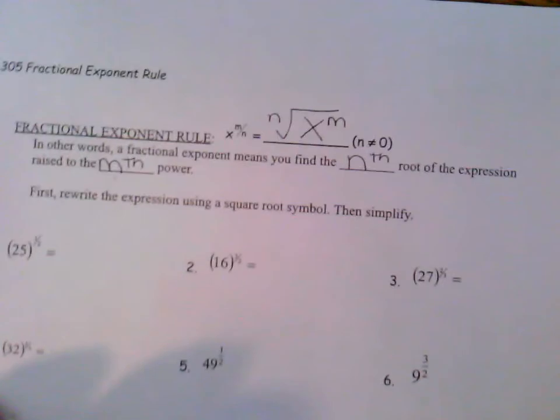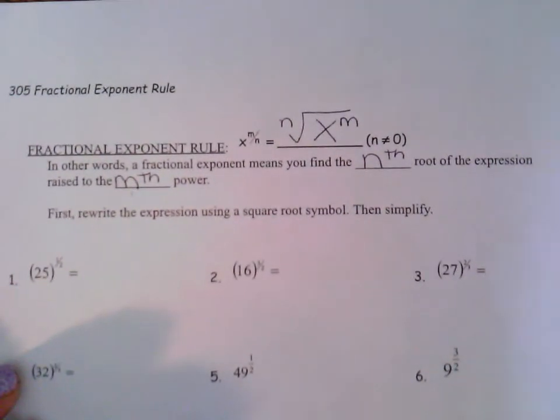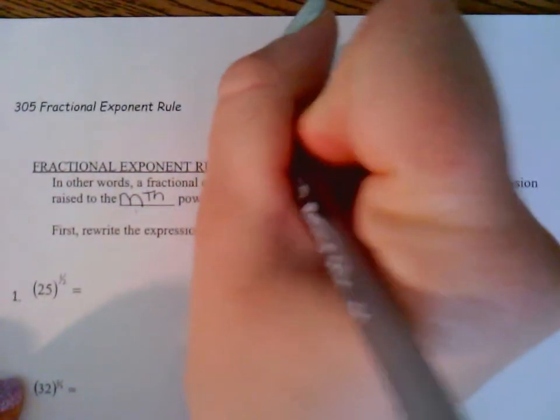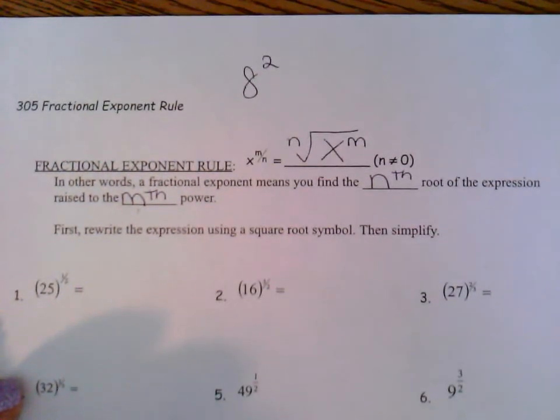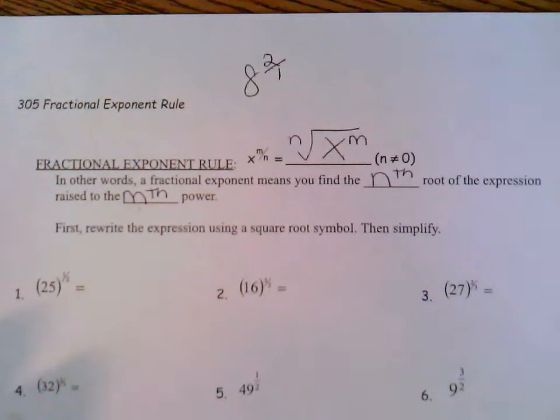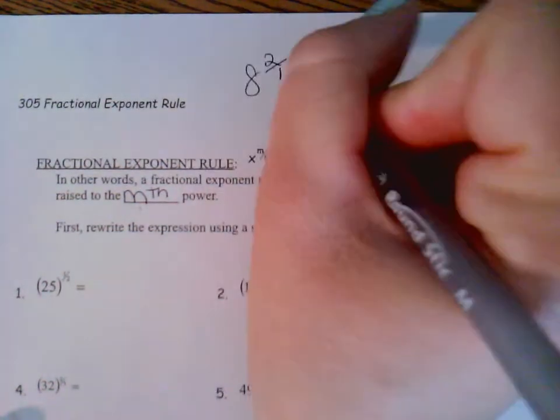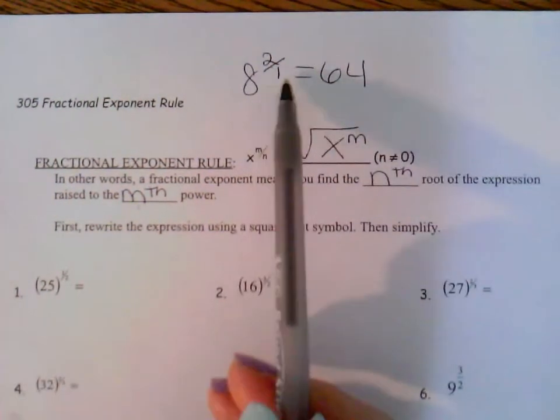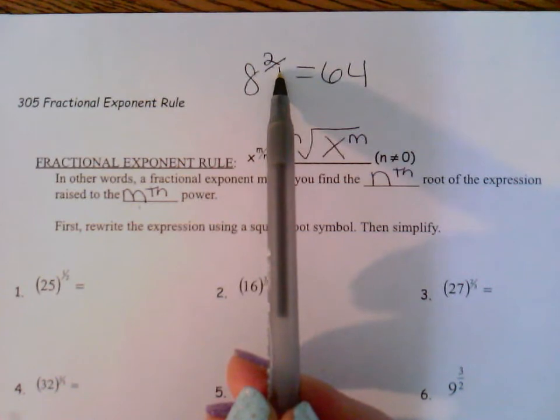So if you think about the other ones that you've had to evaluate, like 8 squared, you've done 8 squared before. That means that you've done 8 to the 2 over 1 power. It's always been over 1. So now your denominator is not just 1 anymore, right? Because 8 squared is just 64. I didn't have to take any radical because it was a 1.